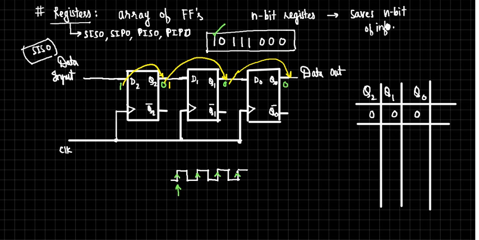So such kind of registers are also called shift registers. It is shifting towards the right, so it's called a right shift register. Right shift serial registers. So what should I write here? Tell me.